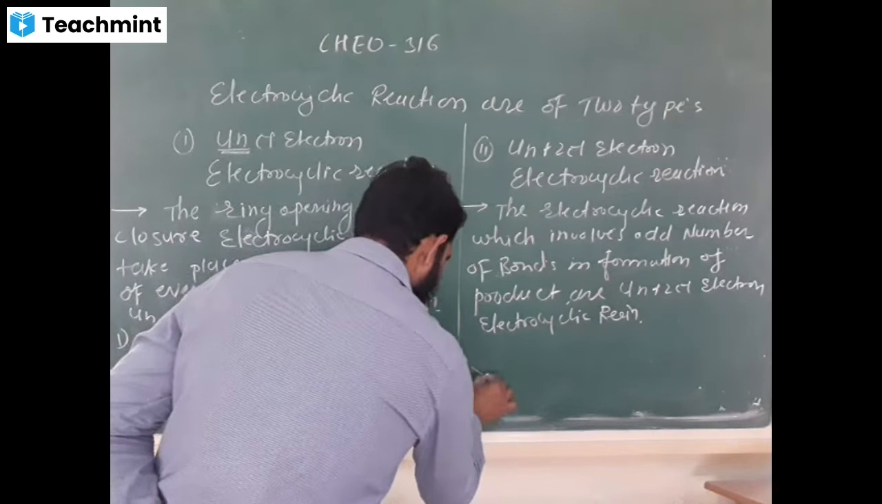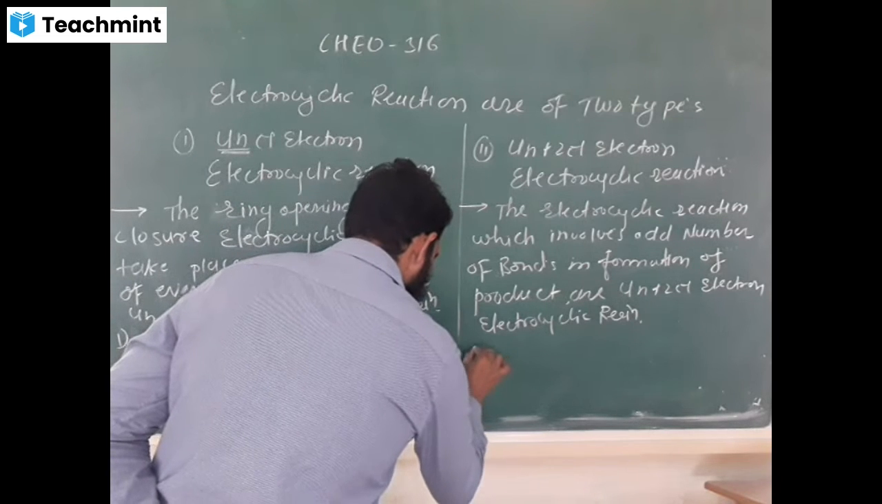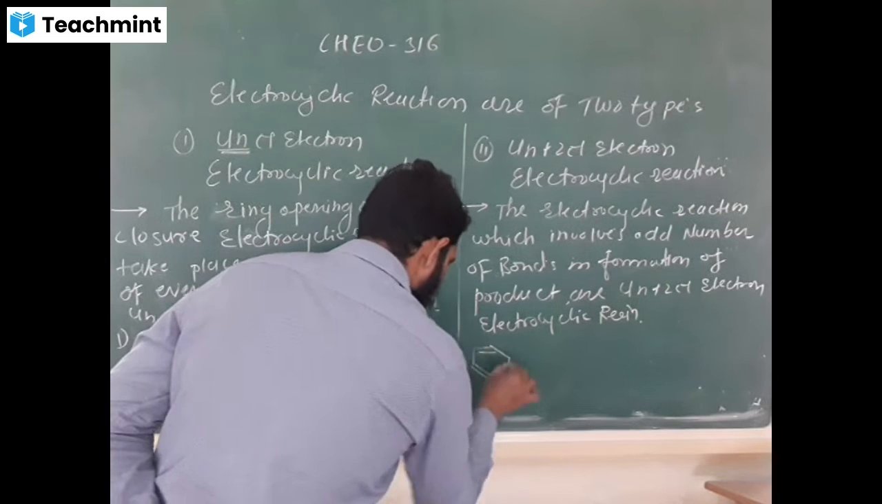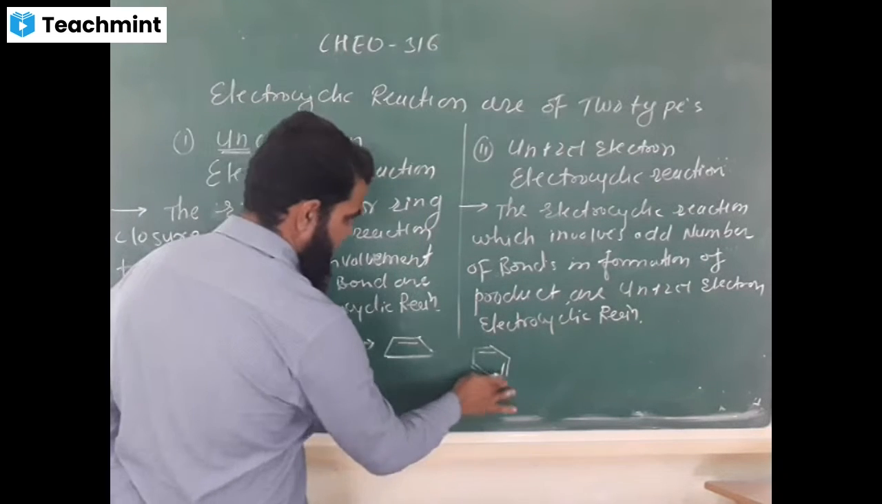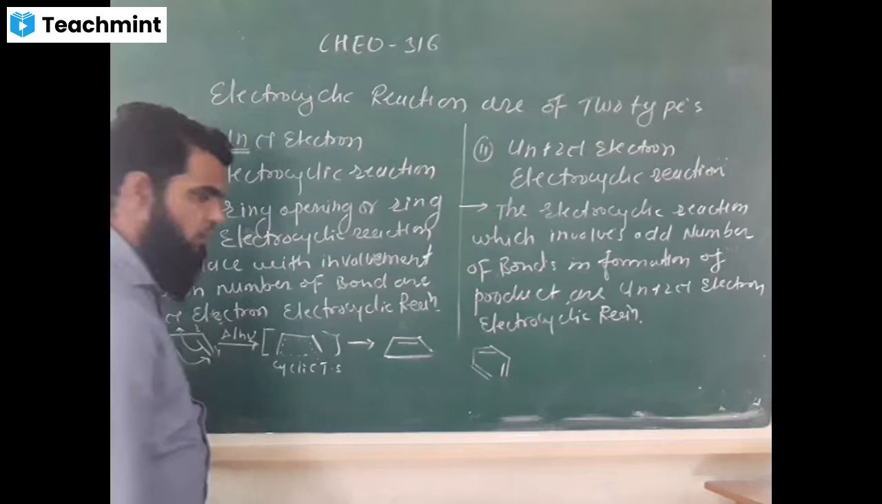If we see this example, double bond is there, single bond, double bond, single bond, double bond. This is another example. Okay.